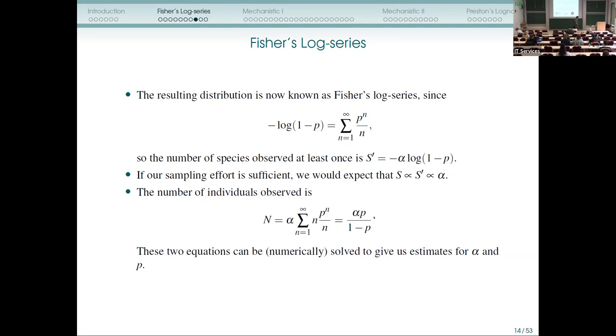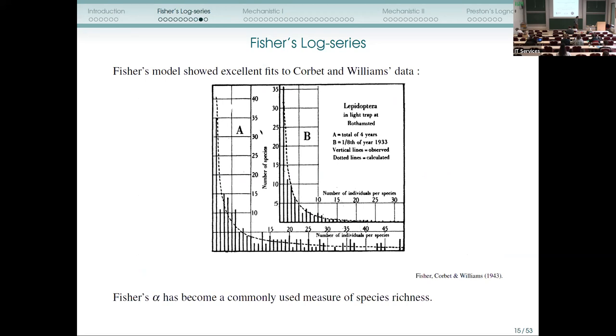But again, what I have then is, I can solve for alpha, I can solve for p, based on just two bits of data from my sample. And then I can see, well, when I take that alpha and that p, and I plot that whole curve out over all n, how is that going to compare to the data that I collected? And they did that.